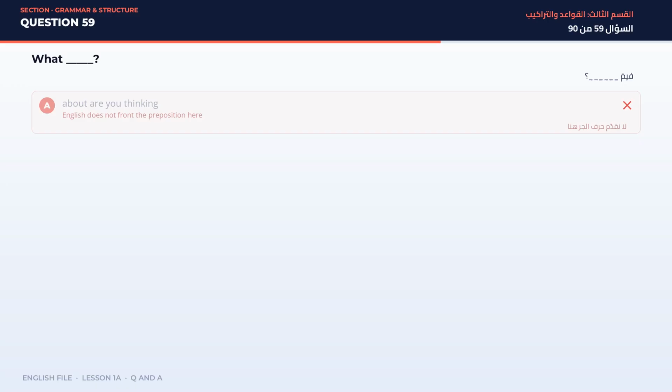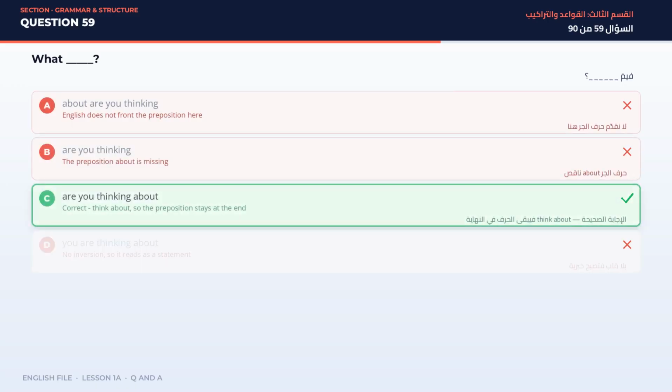The answer is C. Are you thinking about? Think about, so the preposition stays at the end. Not A, English does not front the preposition here. B, the preposition about is missing. D, no inversion, so it reads as a statement.